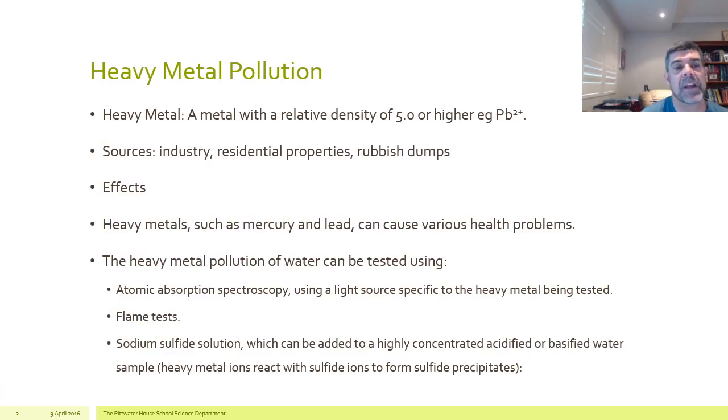In this particular video, we're just going to have a look at a couple of the basic issues that are associated with pollution in our waterways. And the first and probably the most significant one is associated with heavy metals.